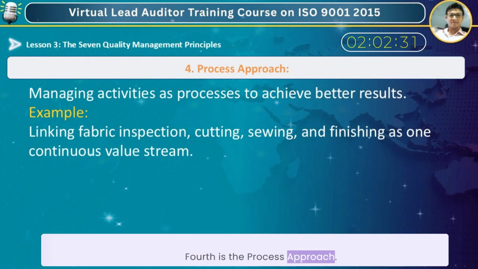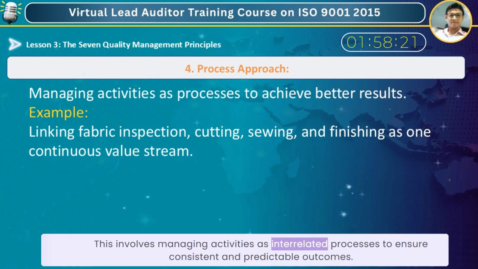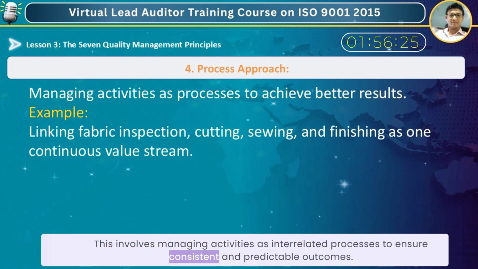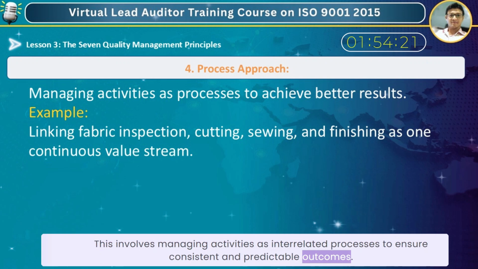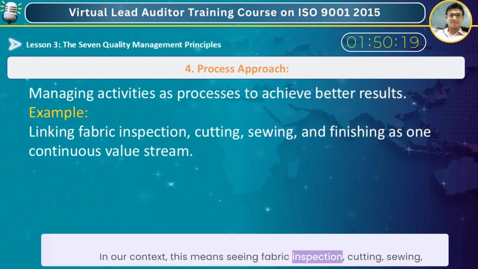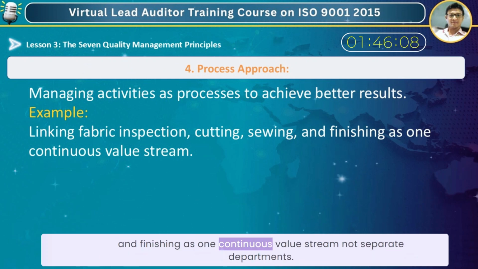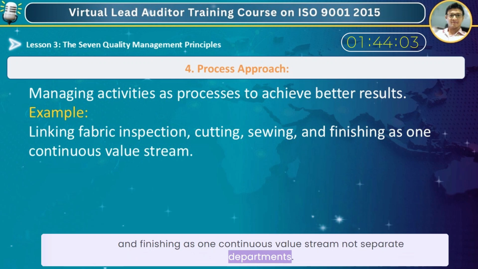Fourth is the process approach. This involves managing activities as interrelated processes to ensure consistent and predictable outcomes. In our context, this means seeing fabric inspection, cutting, sewing, and finishing as one continuous value stream, not separate departments.